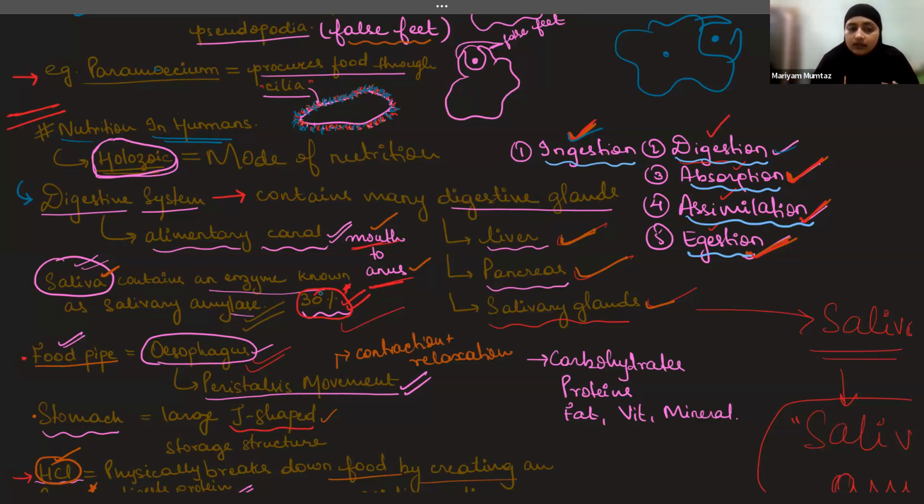Now, the glands that are present in the digestive system, we call them digestive glands. What are those? The three main ones: liver, pancreas, and salivary gland. Now, you must remember one more thing: the liver is the largest gland in our body. Always remember this. The largest gland in the human body is the liver.